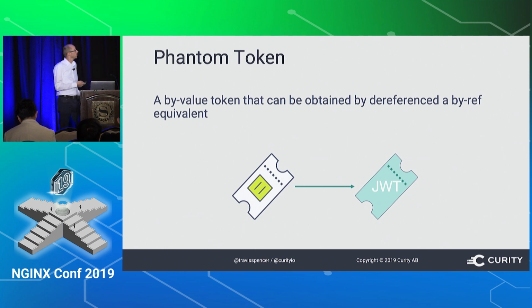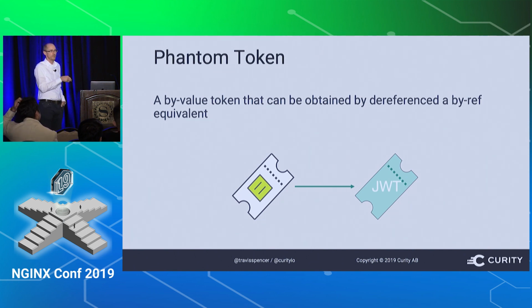What it means is that we want to take a by-value token that can be obtained by dereferencing a by-ref equivalent. Whoa. So what I mean by this is we have the GUID token, and the only way that you can find out the user information is by dereferencing it. Remember our stack example, like a pointer to the stuff on the heap. We need to dereference the pointer.